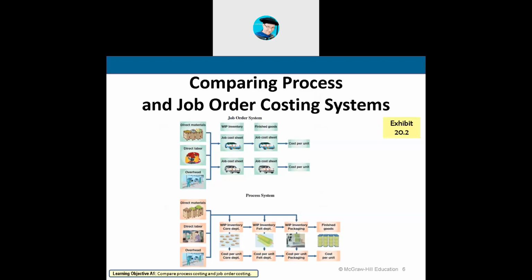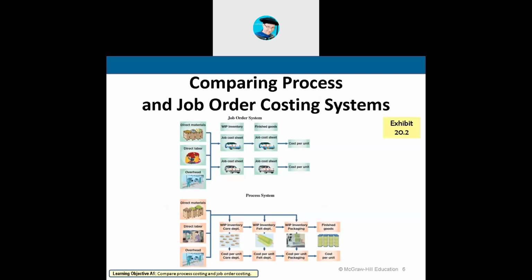Process costing still uses direct materials, direct labor, and factory overhead. The difference is we add all of those costs into each department as the product moves through the process.